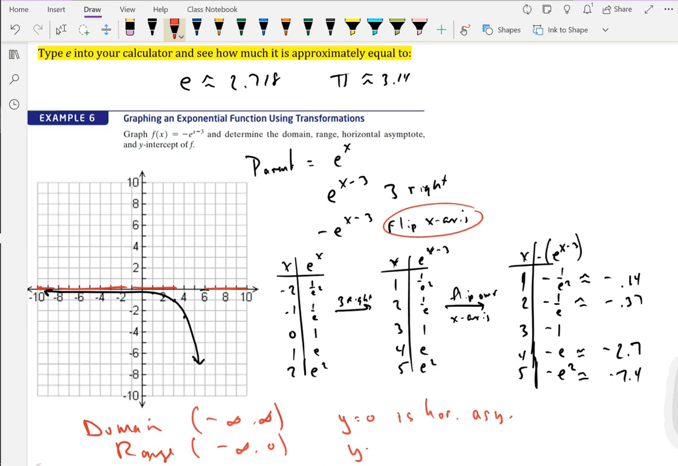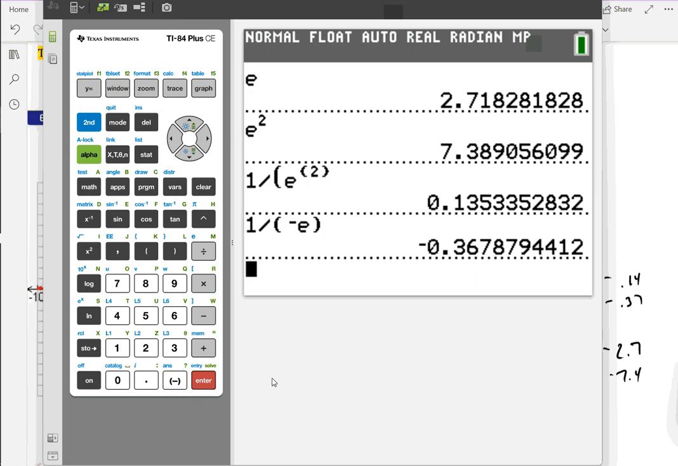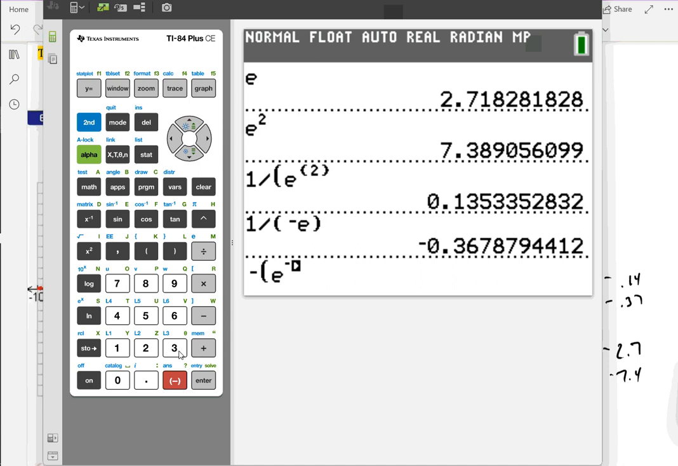And let's see, our y-intercept. So when are we going to have our y-intercept? So at 0, if I plug in 0, we've got negative e to the 0 minus 3. So that's negative of e to the negative power of 3. So I'm going to have to take a look at that on the calculator here. So that is negative of e to the power of negative 3.